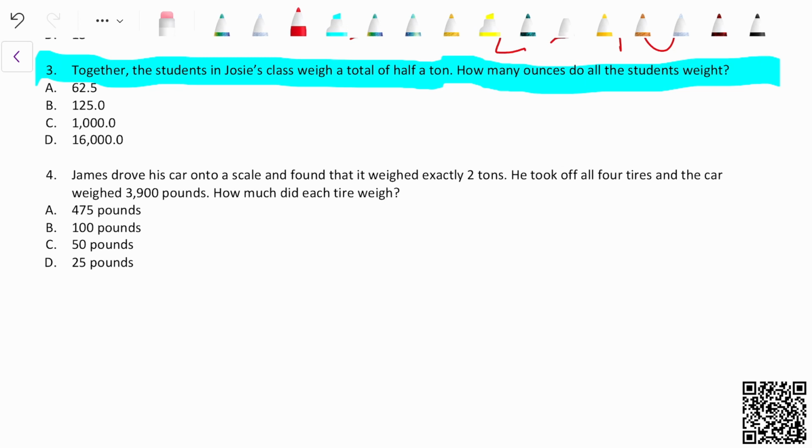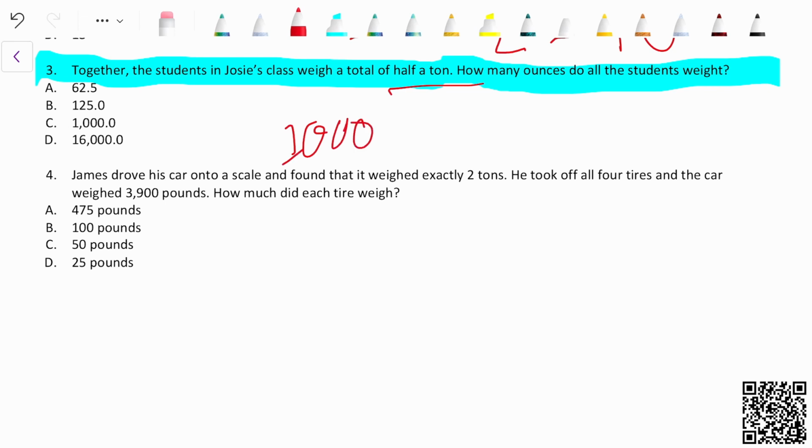So I don't think we all go around solving how many ounces are in a ton. But we do know how many pounds are in a ton. There are 2,000 pounds in a ton. But this is half a ton. So 2,000 divided by 2 is 1,000.